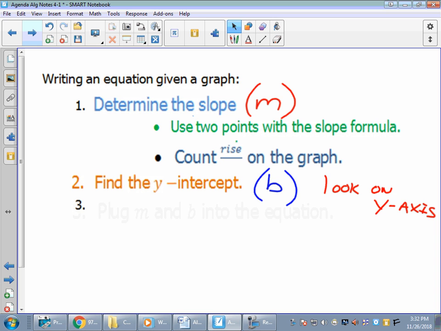And then the third thing you're going to have to do is use those m's and b's and plug them into the equation. So once you find your m, once you find your b, plug them into the equation, and you're good to go.